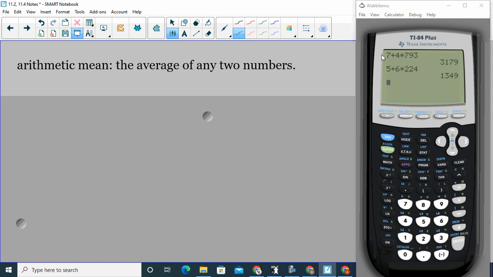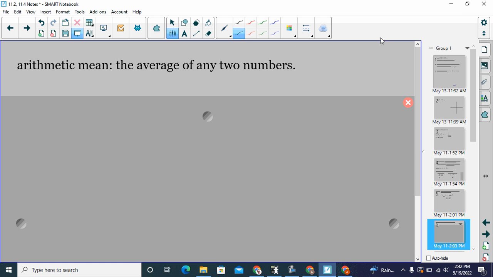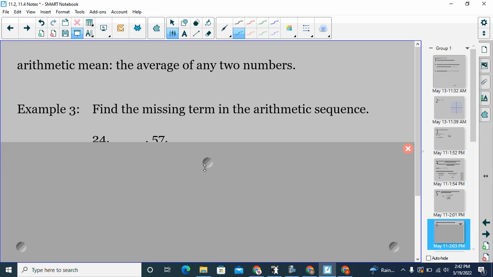The arithmetic mean is the average of any two numbers. Really, it's the average of all the numbers. We're just looking at the average of two numbers. It will find the missing term in an arithmetic sequence. So you have certainly heard of mean, median, and mode. When you hear that phrase mean, it's actually talking about the arithmetic mean. There are other means as well. We'll talk about geometric mean soon enough. But arithmetic mean is average. That's the mean you're used to.